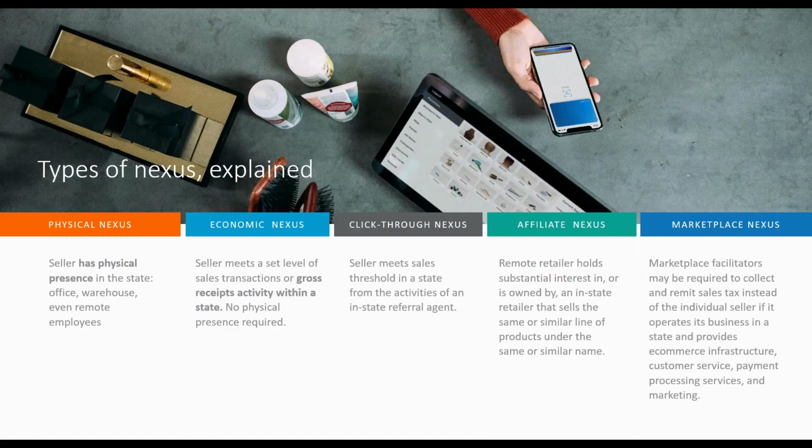There are a few different ways you can create Nexus, or that obligation. There are 5 ways, but I'm going to mainly talk about 3 of them because that's what I see most commonly in this space. The first is physical Nexus. This is what most people come to me very aware of and have been aware of for a long time. Historically, where a company had an obligation to deal with sales tax was based on where they were physically located, where they had an office or a facility.